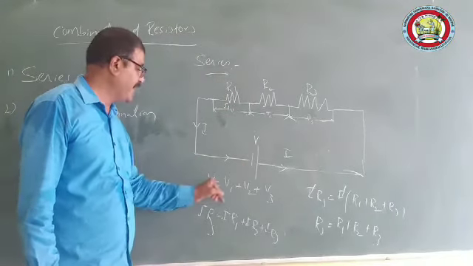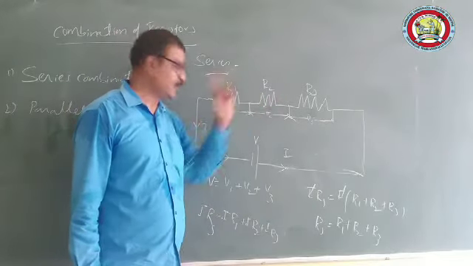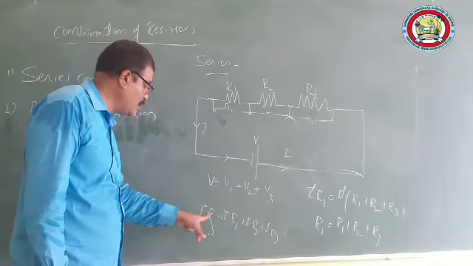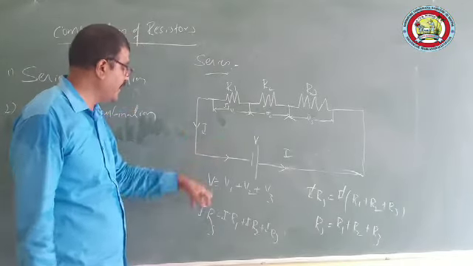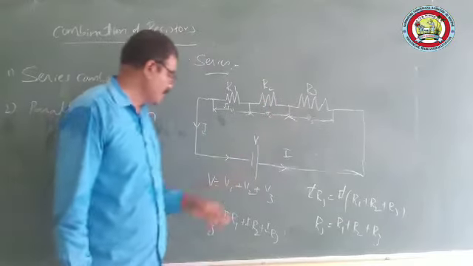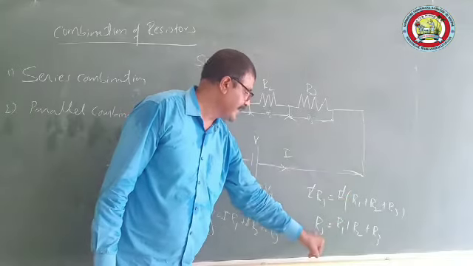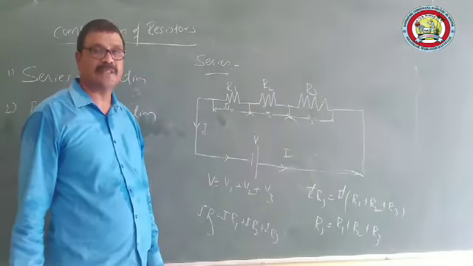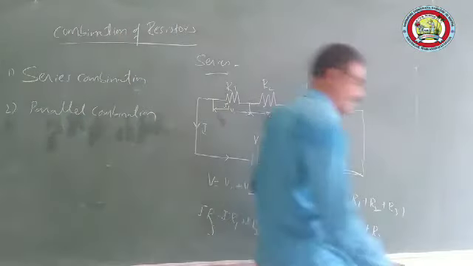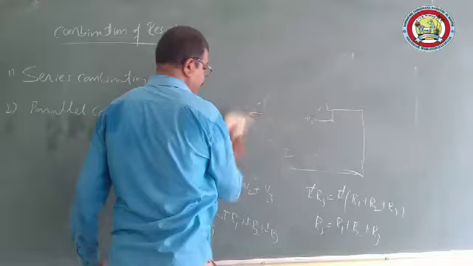This total V will be divided into V1 plus V2 plus V3 across the three respective resistors, while I have taken this V as I into Rs. Here Rs is the effective resistance of the total resistors. So I am cancelling I and I, and I get Rs is equal to R1 plus R2 plus R3. Likewise, let us study the parallel combination. Before winding up today's session, let me also finish the parallel combination.